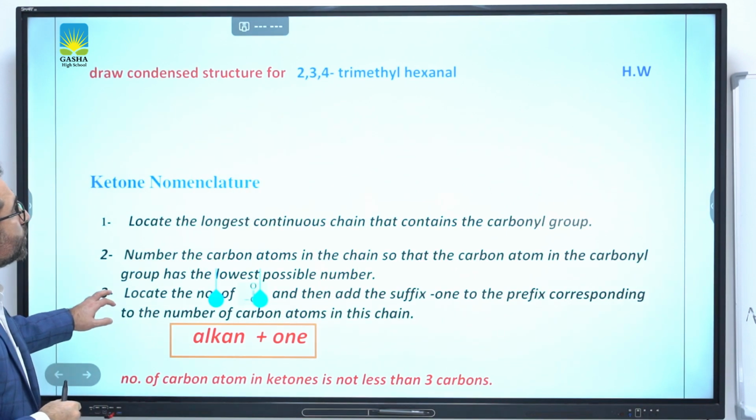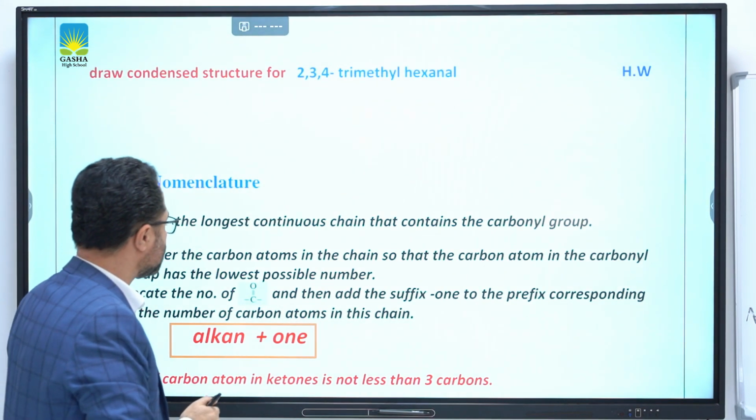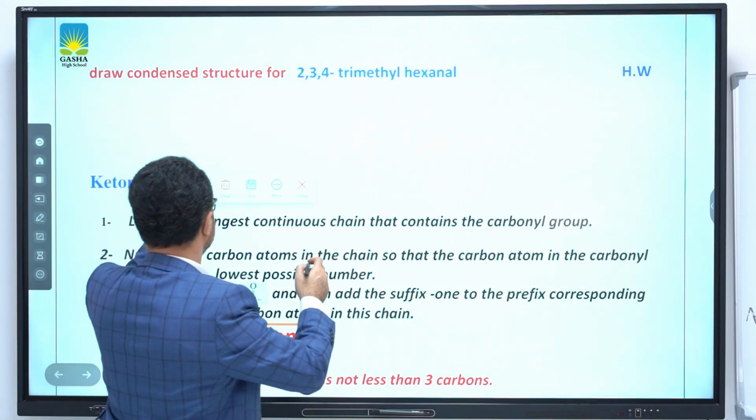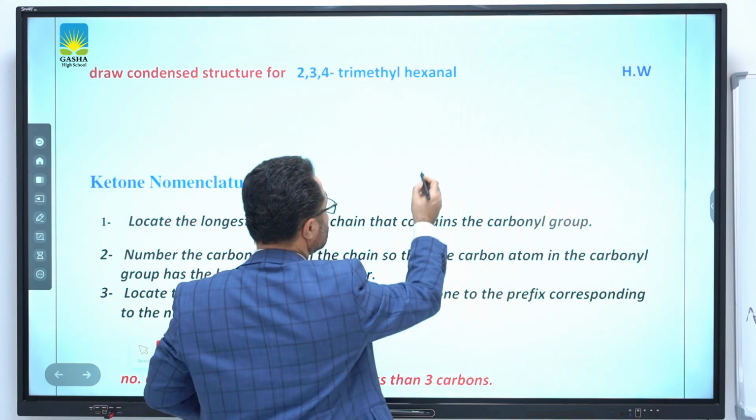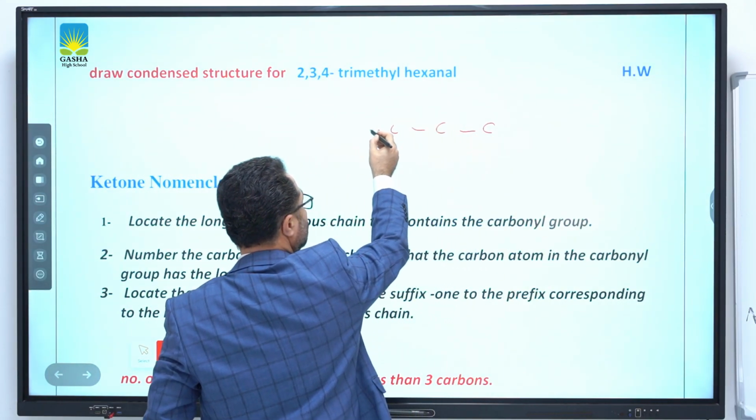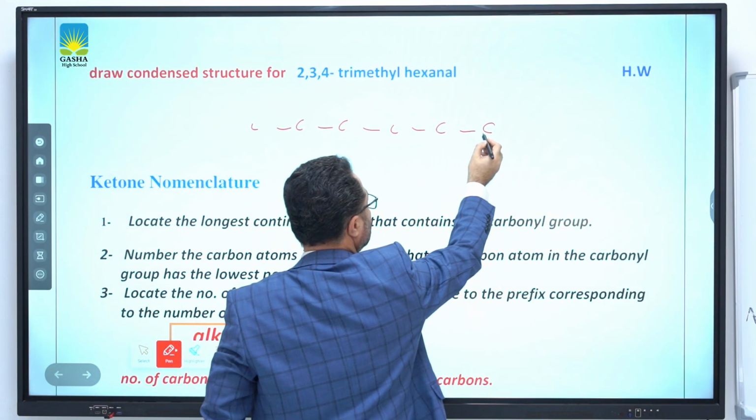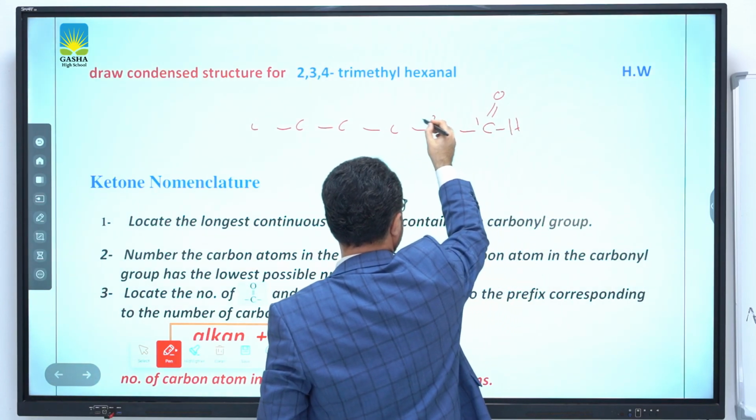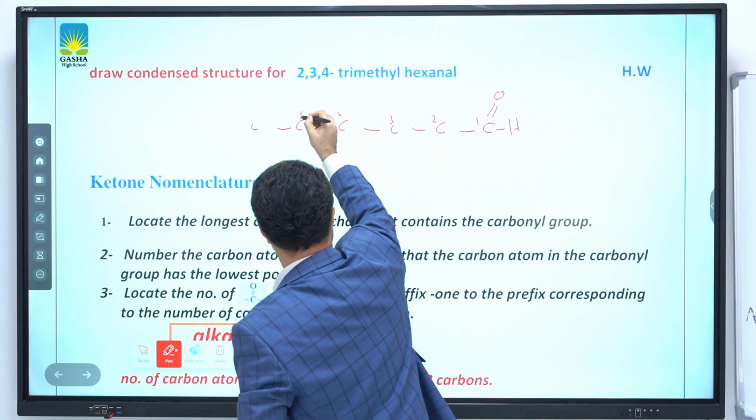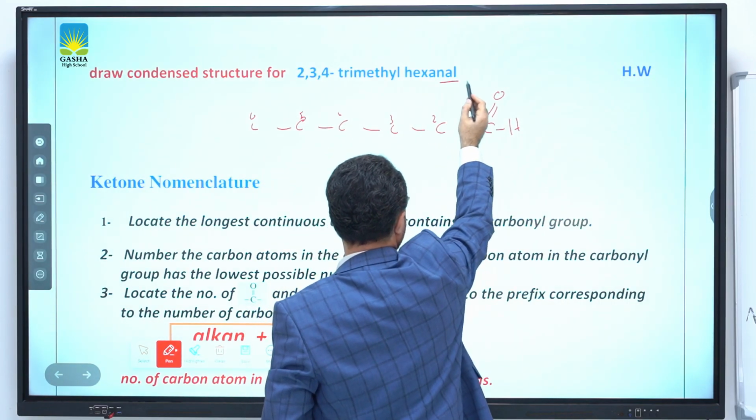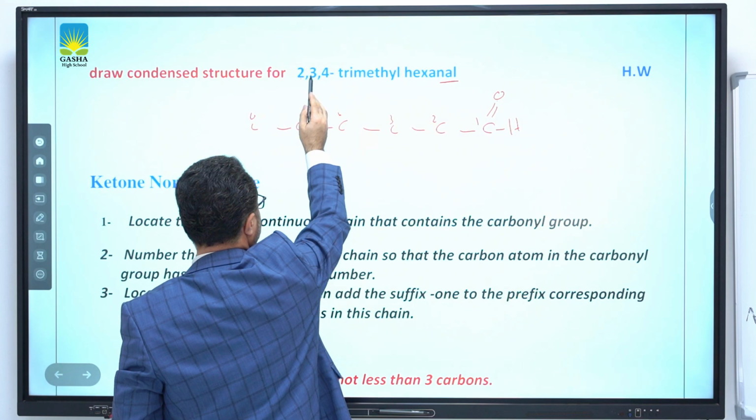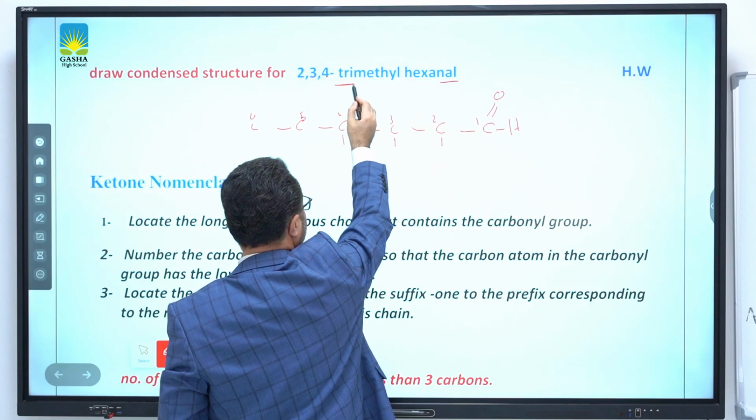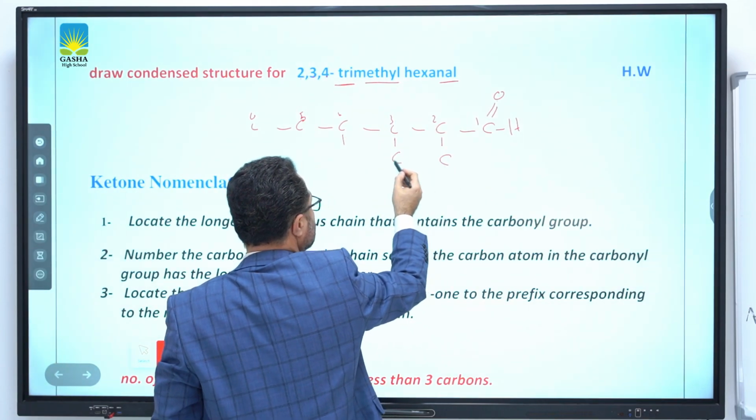This one is homework. Draw the condensed structure for 2,3,4 trimethyl hexanal. Hexanal means 6 carbons, 1, 2, 3, 4, 5, and 6. The first one is always C double bond O, because we have "al", so we have an aldehyde. And on the 2, the 3, and the 4, we have trimethyls, that is C, C, and C.